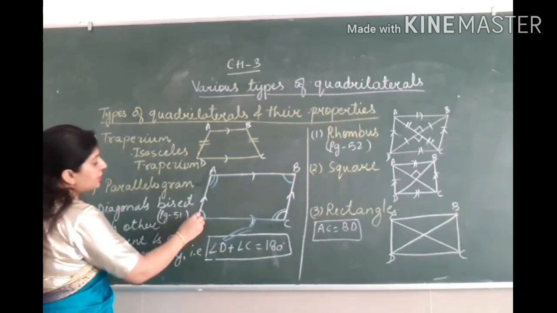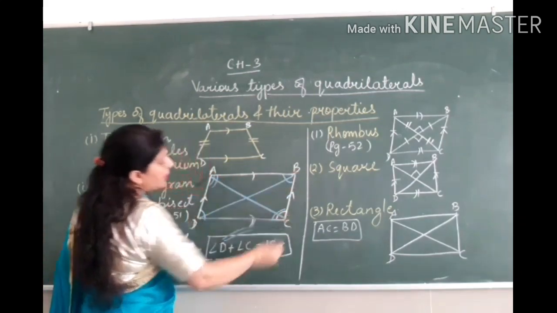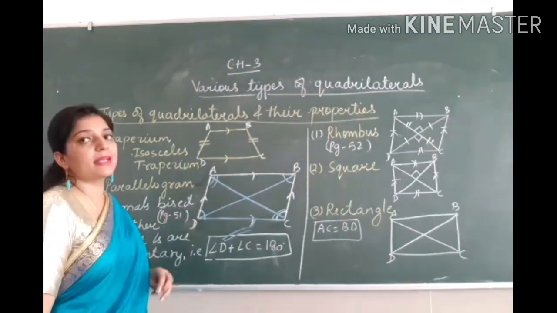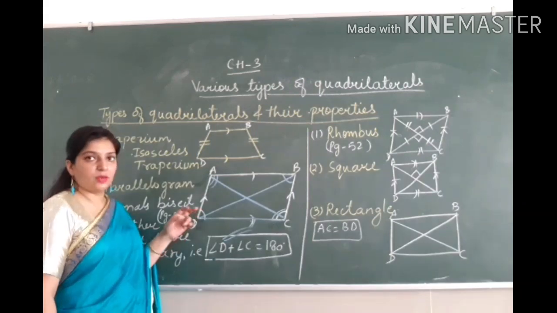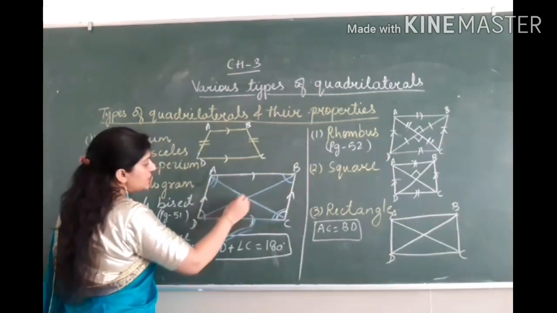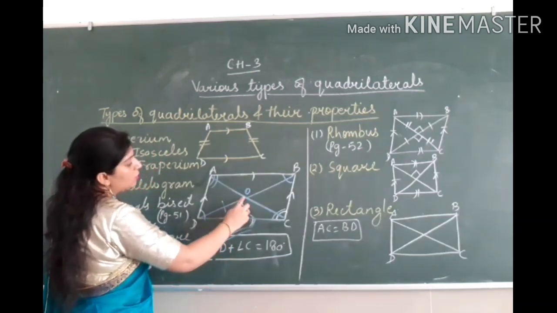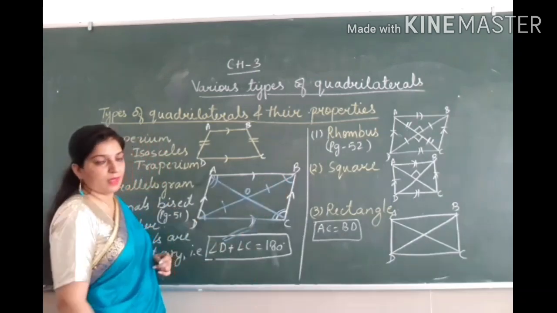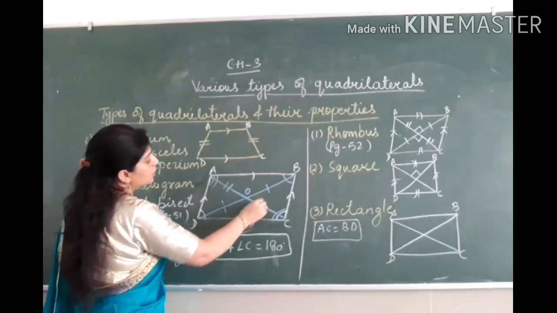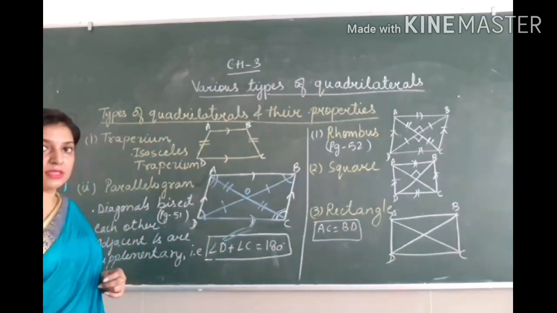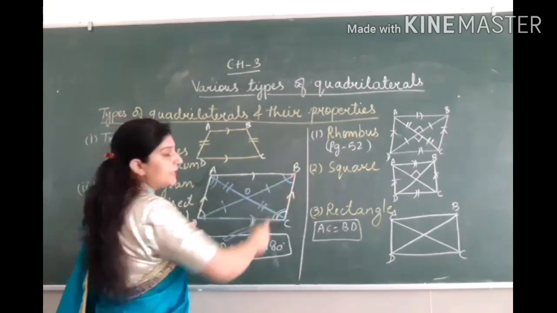Secondly, diagonals. Yesterday we have learned what are diagonals. The diagonals of the parallelogram bisect each other. What does it mean? When they cross each other at the point O, then DO is equal to OB and AO is equal to OC. This much is clear.